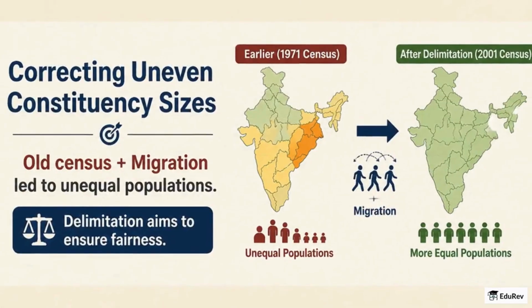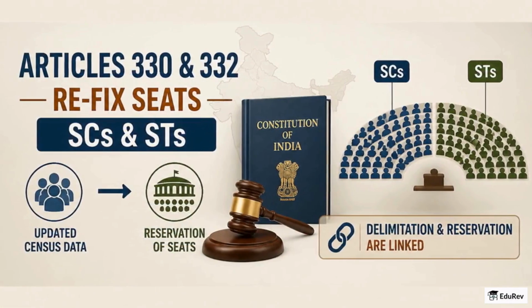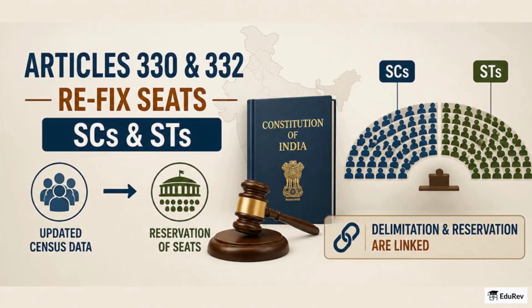The aim was simple: fix the uneven sizes of constituencies that arose because the previous delimitation had used the 1971 census and migration had changed population distribution. Articles 330 and 332 were used to refix the number of seats reserved for scheduled castes and scheduled tribes, based on updated census figures. And that linkage between delimitation and reservation is often a question focus.